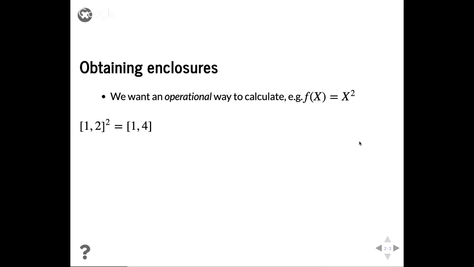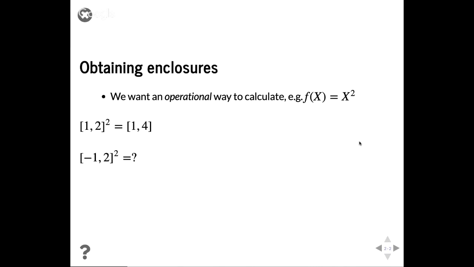Well, I have to go through the infinite number of real numbers in that interval and square them all. Or I can just realize, oh, it's just square the lower endpoint, square the upper endpoint, and the result will be the interval between those two values, right? But it's not that simple, because if I have minus 1 to 2, and I square the lower endpoint, I get 1. But actually, 0 is in this interval, and so the result should be 0 to 4.